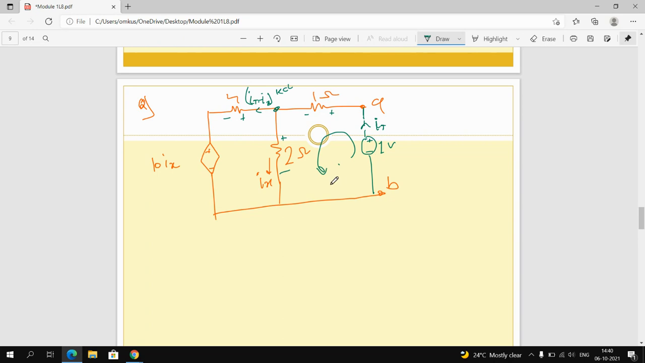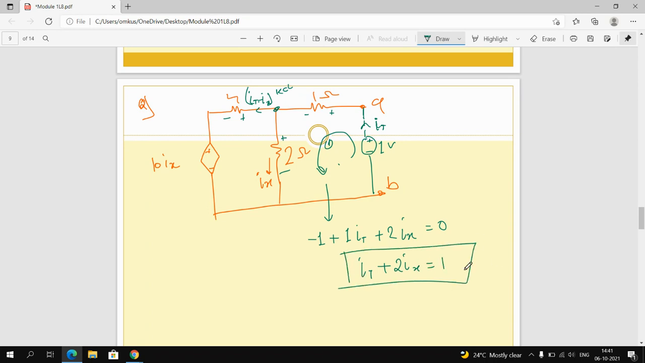So in the first case I apply here. Now in loop 1, what is the equation? Consider the first polarity, that is minus 1 plus 1 IT plus 2 IX equal to 0. You can simplify this, you will get this equation. So this is your equation number 1.